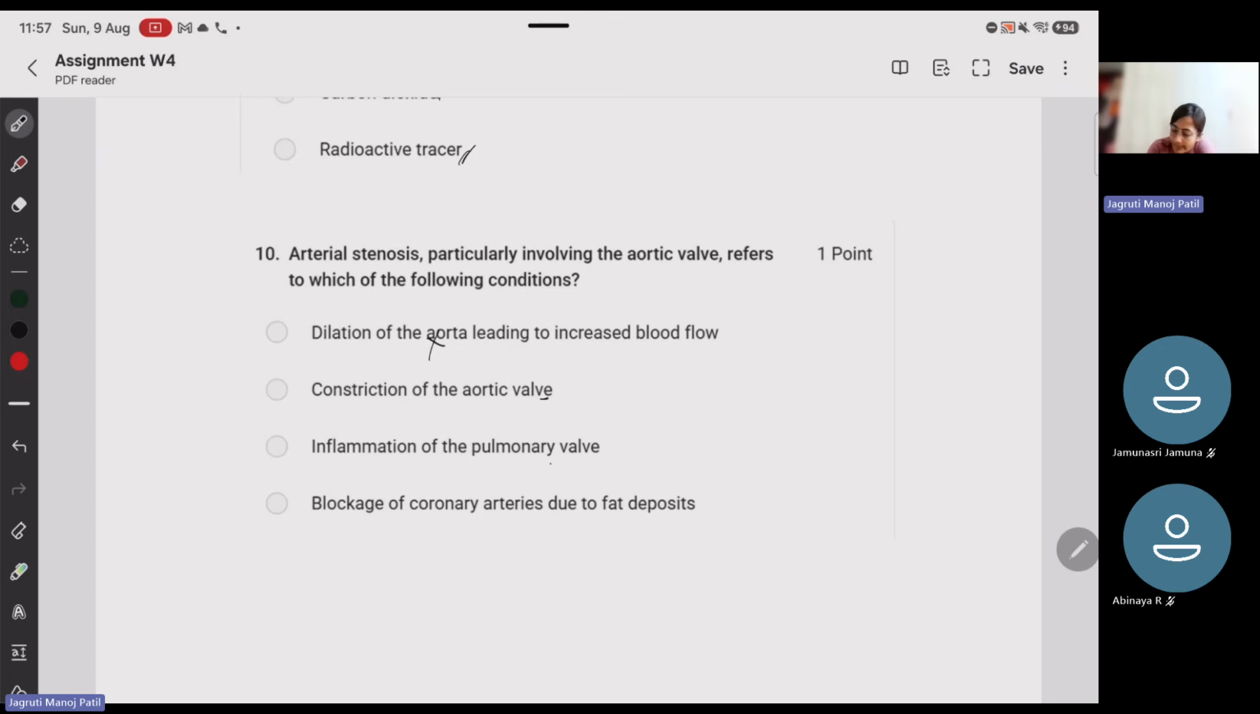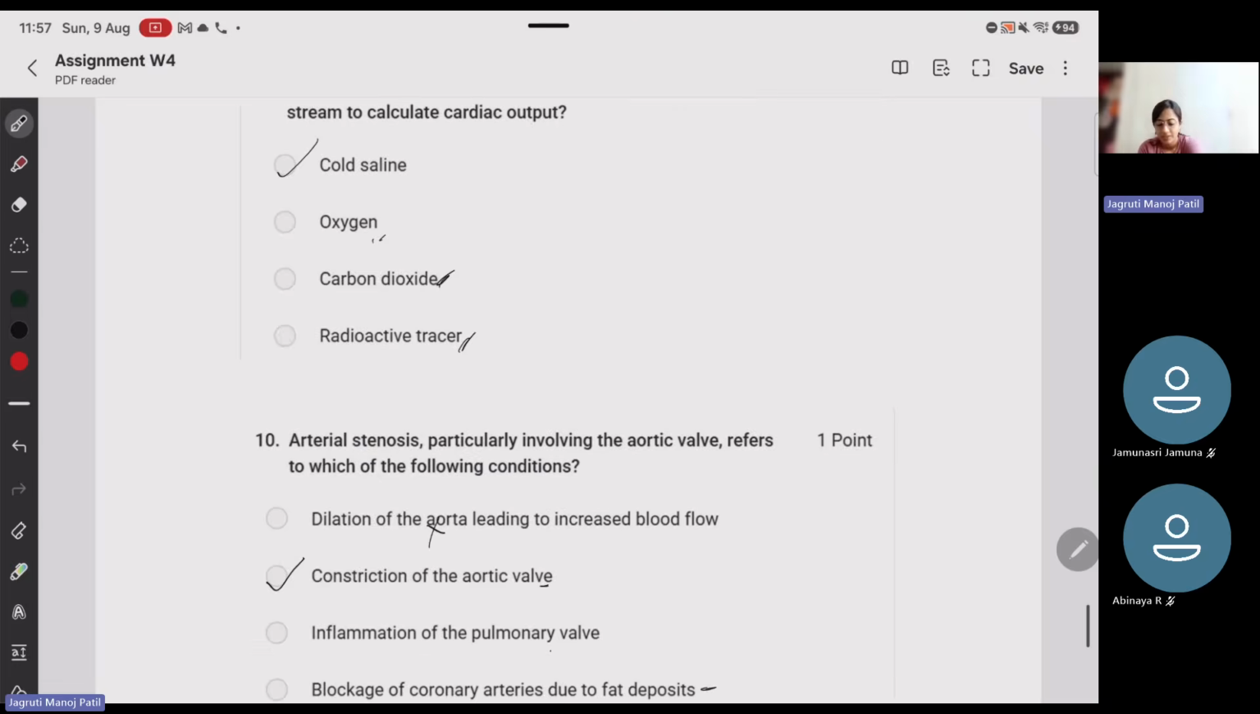And inflammation of the pulmonary node is not it, because we're only talking about arteries, the aorta. Blockage of the coronary artery due to fat deposit is some other kind of disease. So the answer is constriction of the aortic valve.